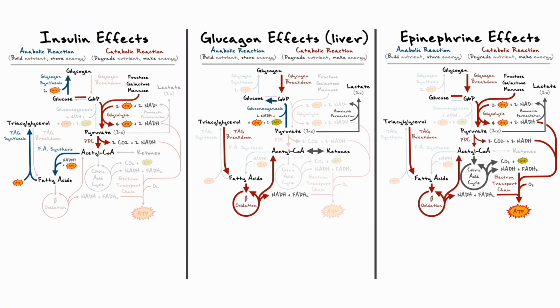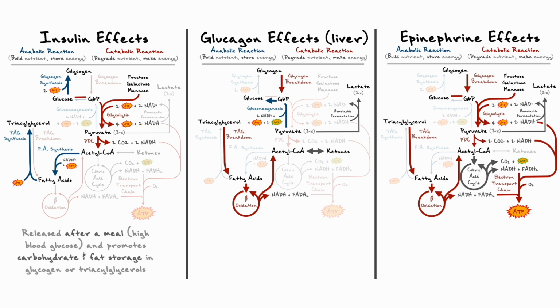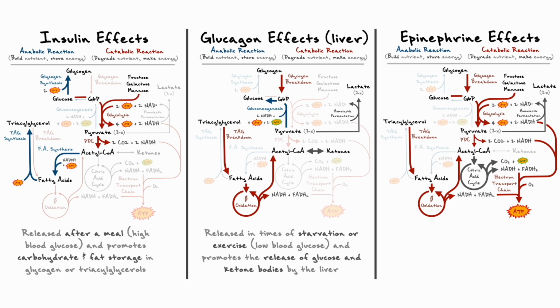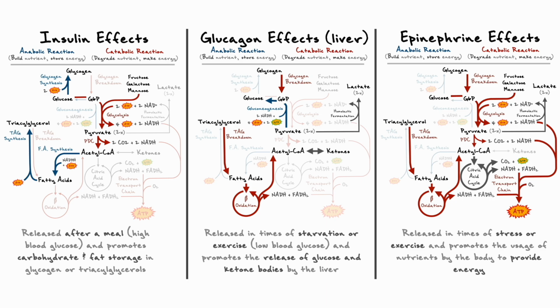With this being said, when we compare all three hormones to each other, this is how they influence the pathways. Insulin promotes the storage of nutrients after a meal, and thus shunts all the nutrients towards an anabolic fate. On the other hand, glucagon is released in times of starvation and exercise and promotes gluconeogenesis and ketogenesis in the liver. These two anabolic processes are fueled either directly or indirectly by the catabolism of fatty acids. Finally, epinephrine is released during stress and exercise and promotes mainly the catabolism of nutrients in muscles and adipose tissues. In the liver, epinephrine amplifies the effects of glucagon.